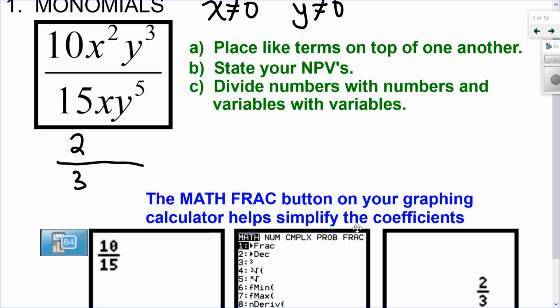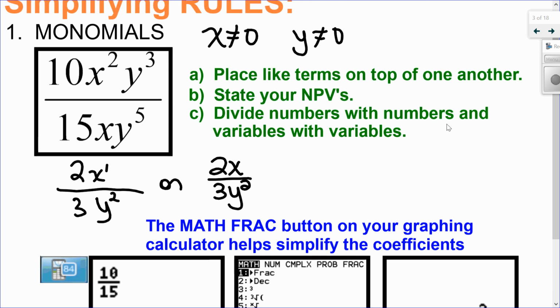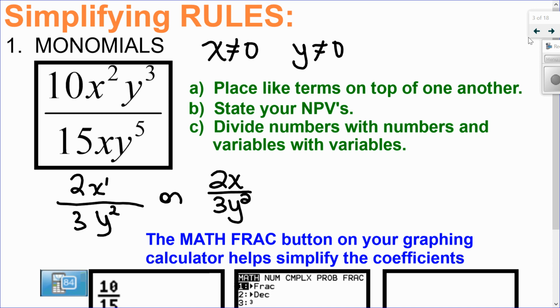Now let's do our x's. We have 2 on top, 1 on bottom. So I have more on top, and 2 take away 1, I have 1 more on top. Let's look at our y's. I have more on the bottom, and 5 take away 3 leaves 2 more on the bottom. You can leave your answer like that, or you don't really need the exponent of 1 for the x. You can just write it as 2x over 3y squared. So that's the first type of fractions we'll have, when they are dealing with just monomials.